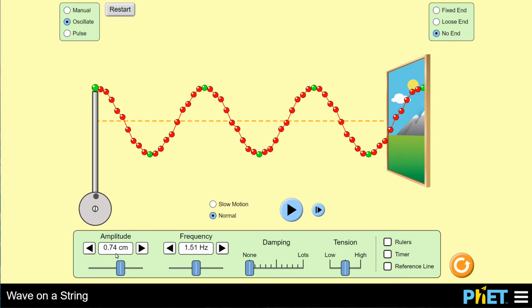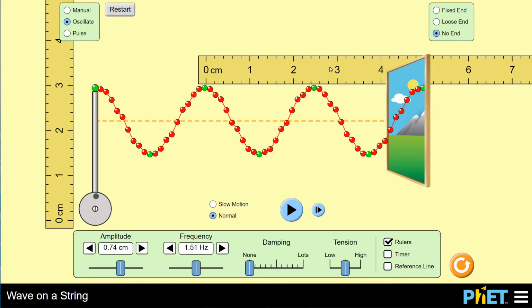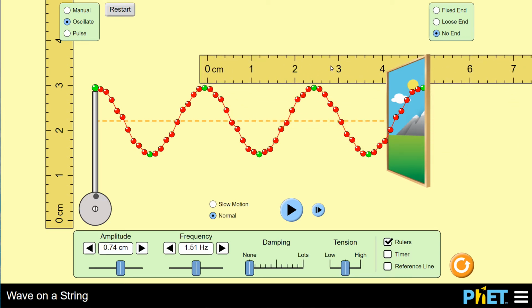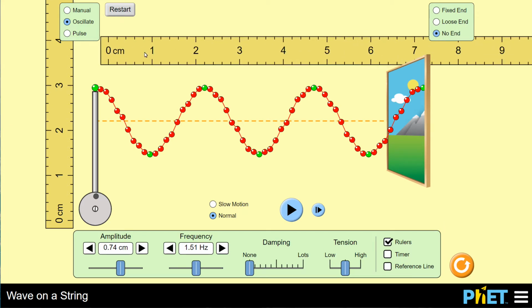So let's take this periodic wave. It has a random amplitude of about 3/4 of a centimeter. It's moving up and down at a speed so that it makes about 1.5 cycles each and every second. Let's find out what the wavelength of this periodic wave is. We can measure, remember, from crest to crest or from trough to trough. So if we just go from crest to crest, it looks like this has a wavelength of about 2.5 centimeters.